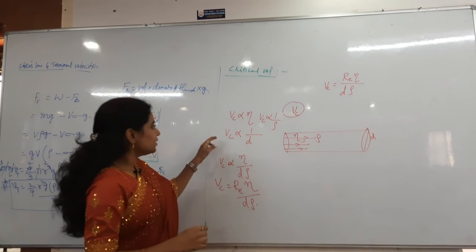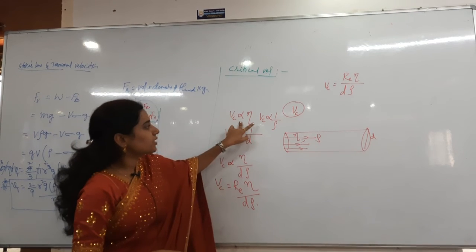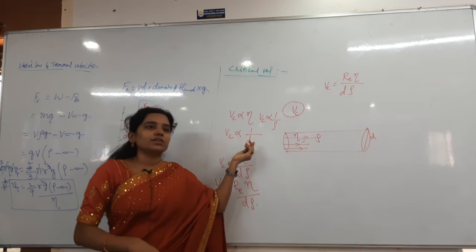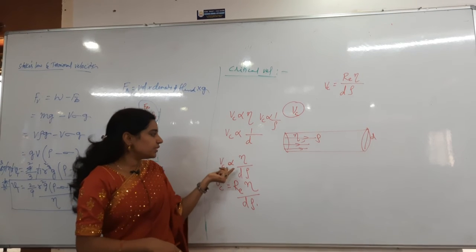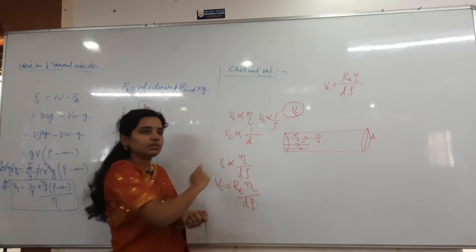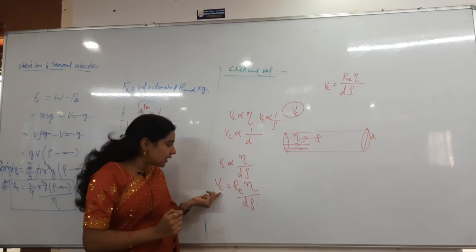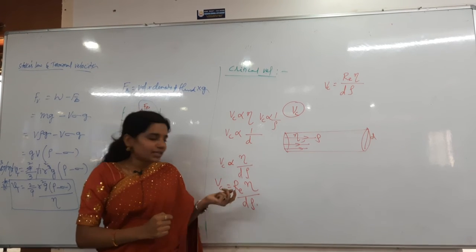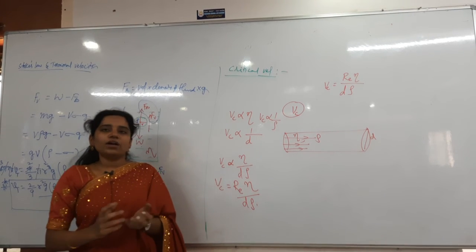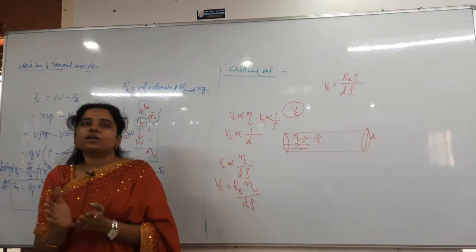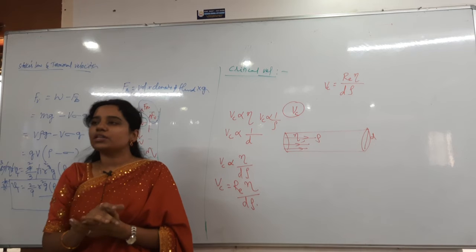Now, this critical velocity is directly proportional to neta, inversely proportional to the density, and also inversely proportional to the diameter. So Vc is directly proportional to neta divided by rho into d. Then this proportionality is removed by a constant known as the Reynolds number, Re. What this Reynolds number does is give an idea about the flow of the liquid.